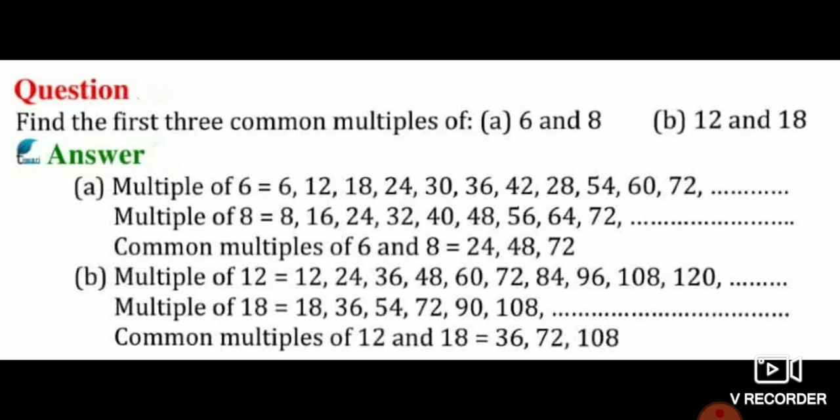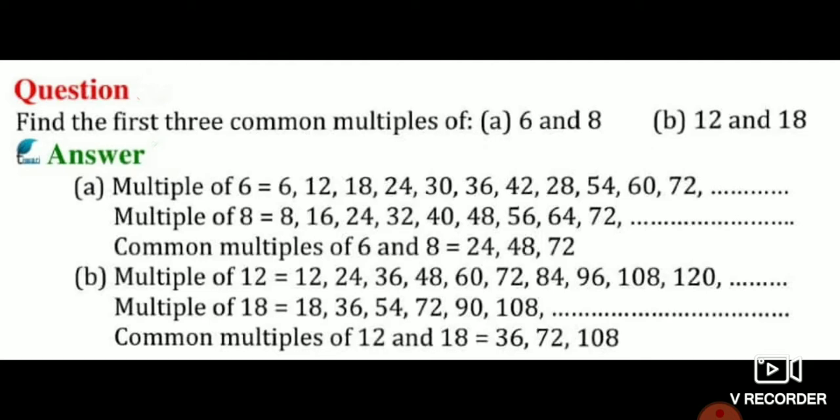Similarly, you have to find the multiples of 18. So we have to find the multiples of 18 too. The multiples of 18 are: 18 ones are 18, therefore 18 is a multiple of 18. Next 18 twos are 36, so 36 is a multiple of 18. Next 18 threes are 54, so 54 is a multiple of 18.